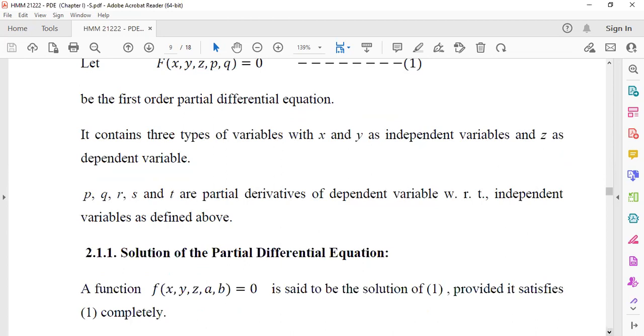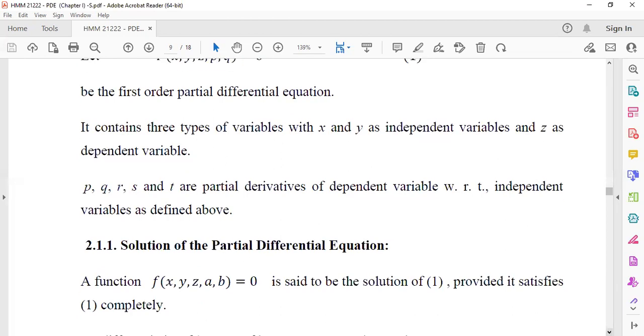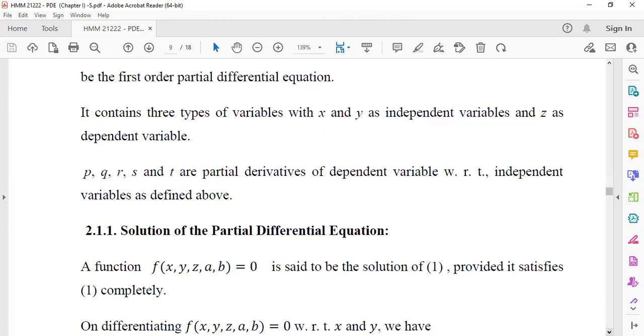P, Q, R, S, and T are partial derivatives of the dependent variable with respect to the independent variables as defined above. So we know what P, Q, R, S, and T are in this course. Wherever you come across them, p always means ∂z/∂x. So let's see some solutions of PDE, using the formulations. We're going to find the formulation of these first order equations.